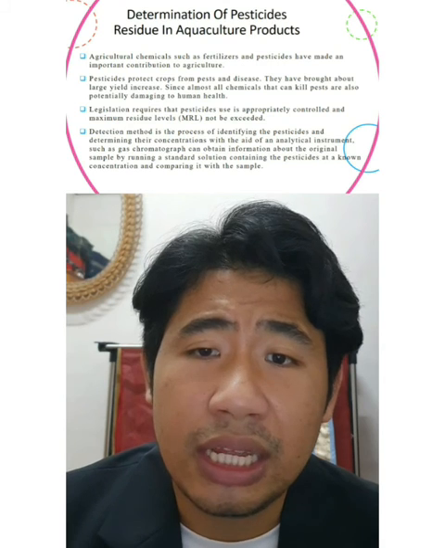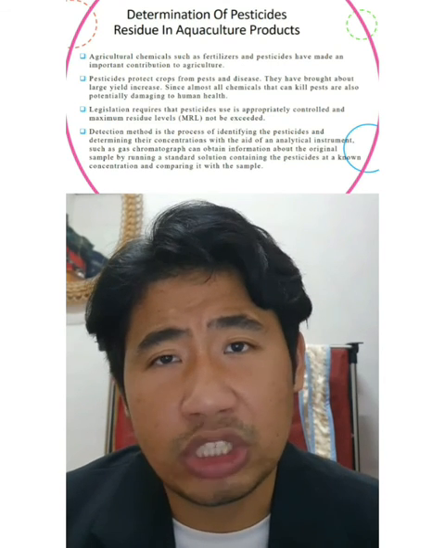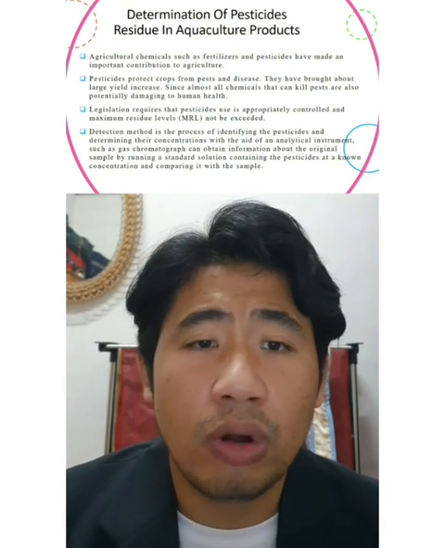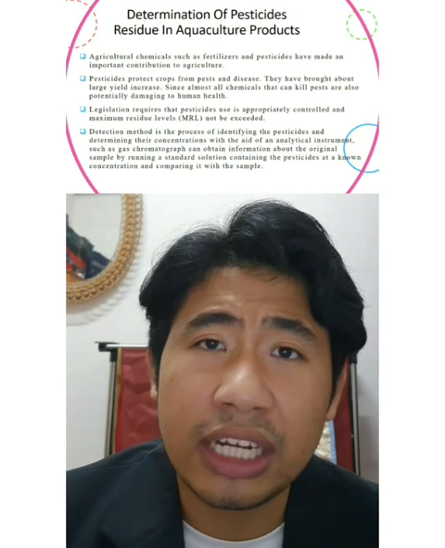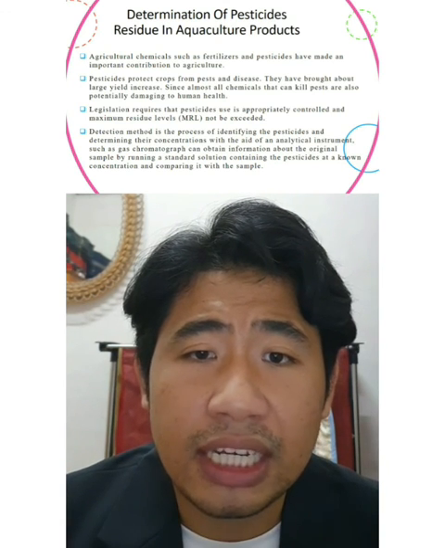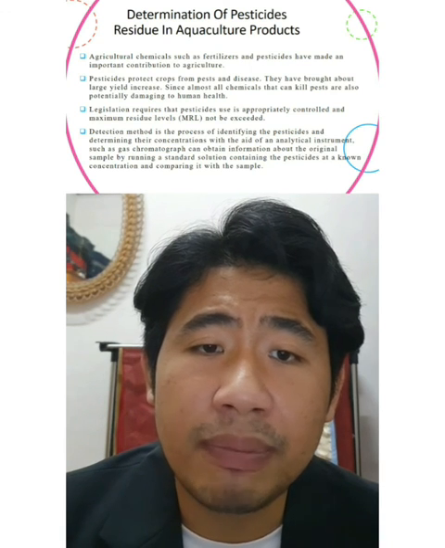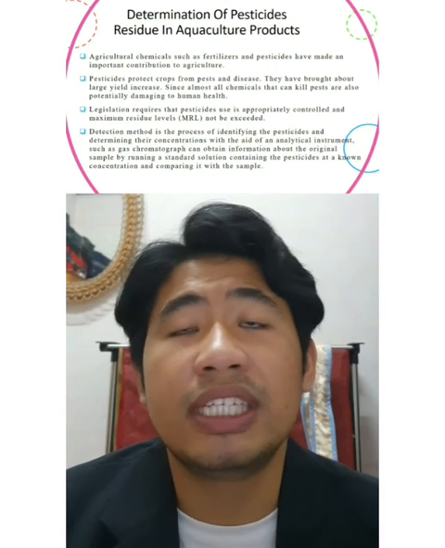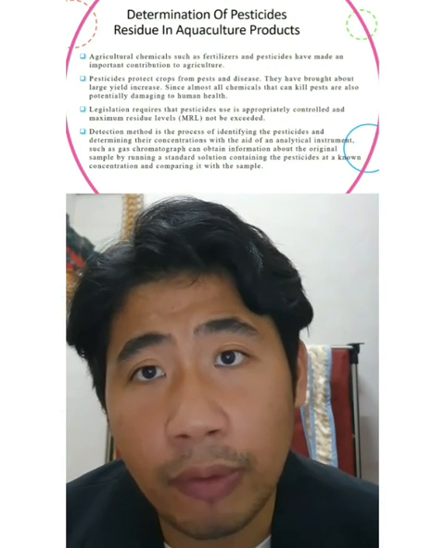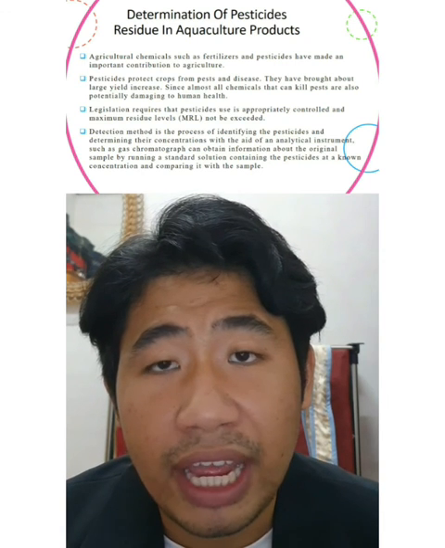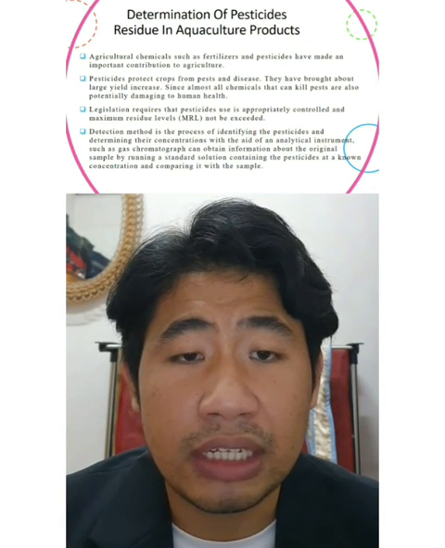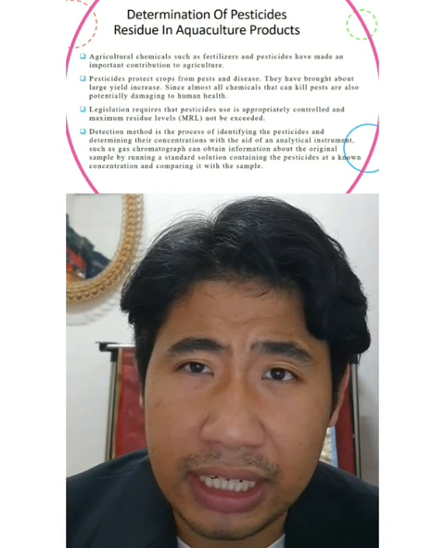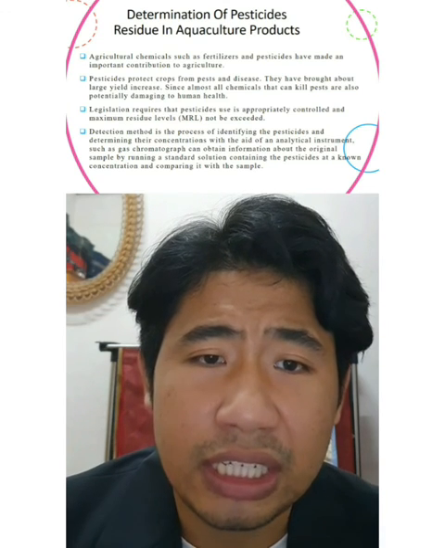We use the gas chromatograph, the instrument we use to identify the compounds in the pesticide. After that, we can use the gas chromatograph to obtain information about the original sample by running a standard solution containing the pesticide at a known concentration and comparing it with the sample. So we take the sample of pesticide, run it through the gas chromatograph and compare it with the standard to know the concentration, whether it meets what the legislation requires.